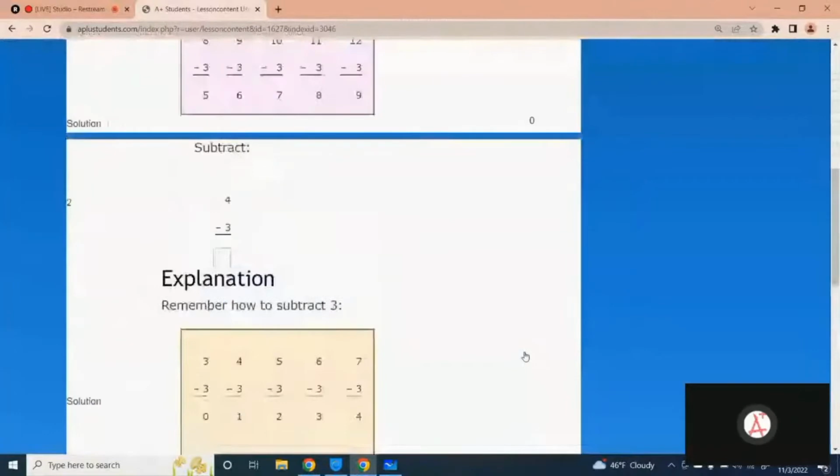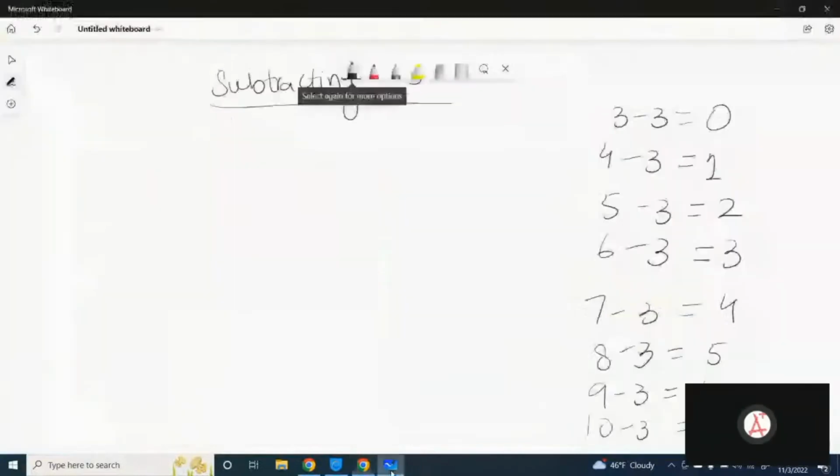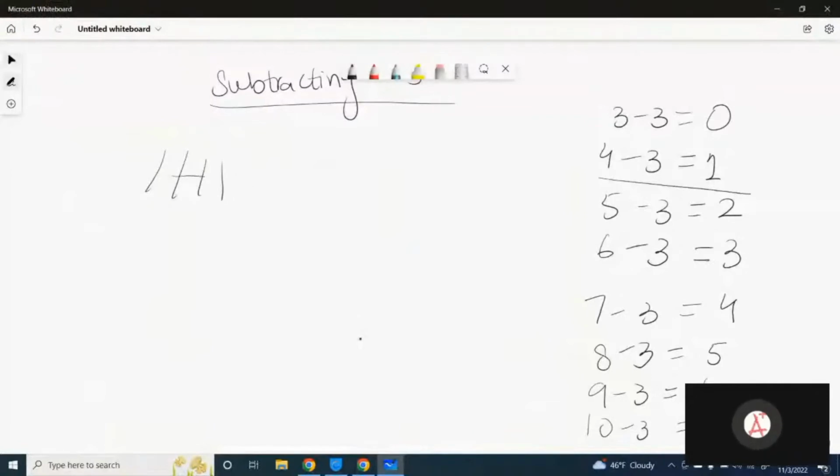Okay, then you have 4 take away 3. So 4 take away 3 is just make 4 lines and take away 3 of them, or either you can see the table. 4 take away 3 is 1. 1, 2, 3, 4, 4 lines, take away 3 of them. So how many lines you are left with? Just 1. Got it? So 4 take away 3 is 1.